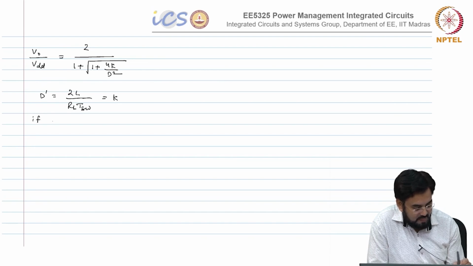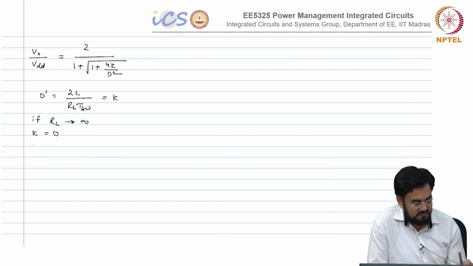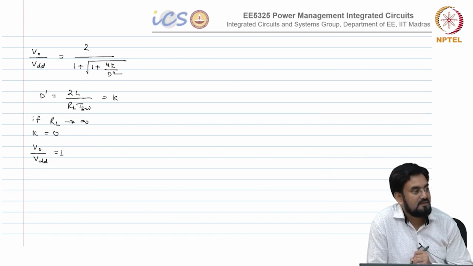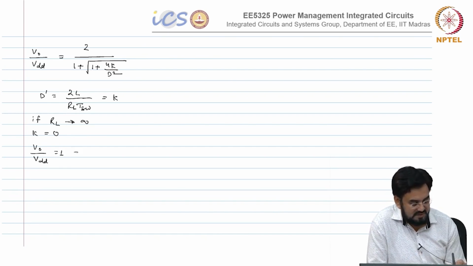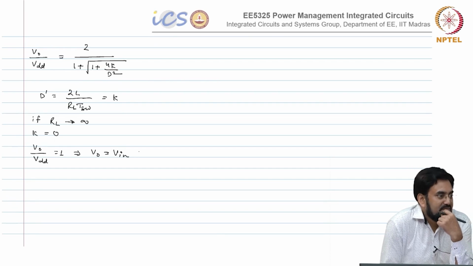So if RL tends to infinity, then what would happen to K? 0. So what will happen to V out over VDD? 1. This implies in DCM under no load condition your output will go to V in, it will saturate.